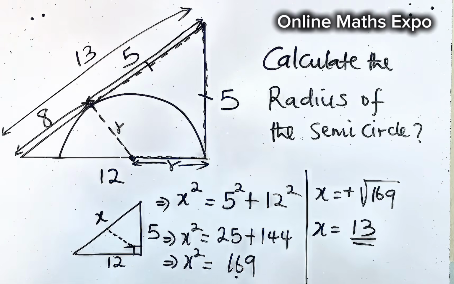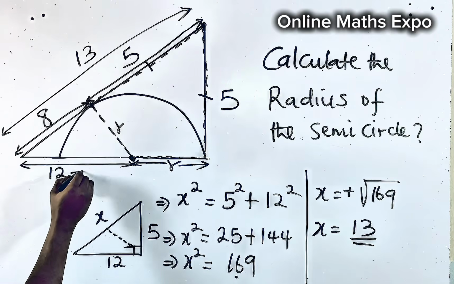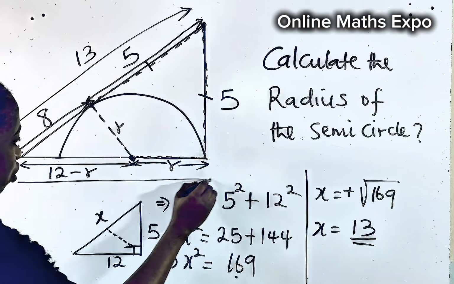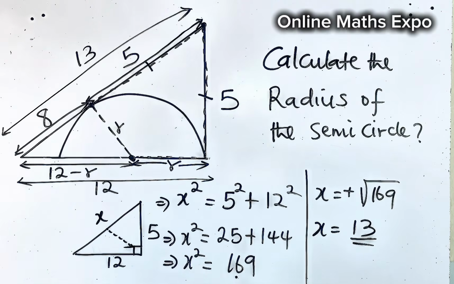We can get the remaining length. So to do that, the remaining length of this is going to be 12 minus r, so that when you add the total length, it gives you back 12 units. You have not changed anything. Did you observe anything? Yes.